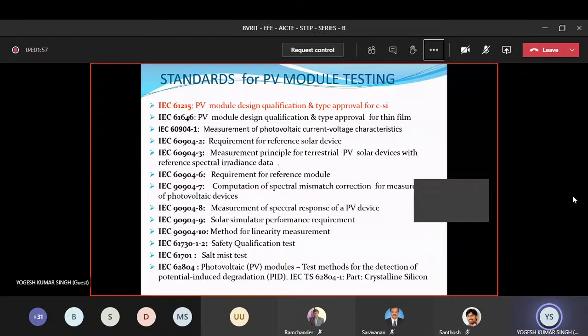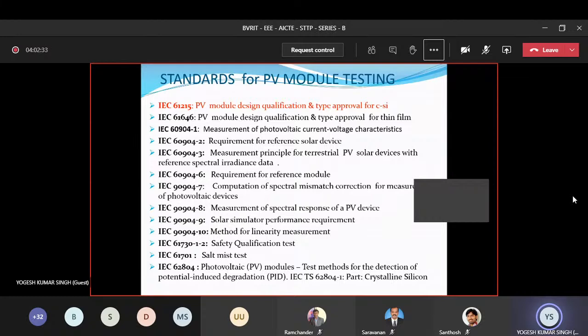And what is the meaning of PID? When the modules are cleaned with salty water, or sometimes a ground fault happens there, some leakage current will grow in the module, and once the leakage current grows, the shunt resistance will be reduced. Once the shunt resistance is reduced, the module fill factor automatically reduces. As a result, the overall power will be affected. So that is the PID test.